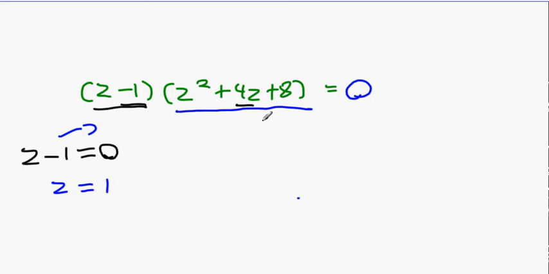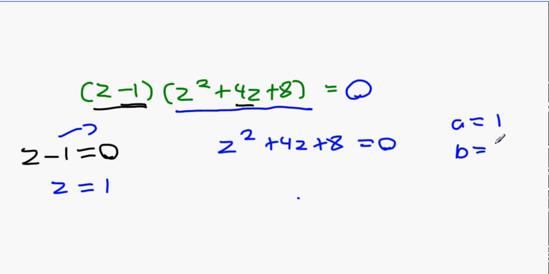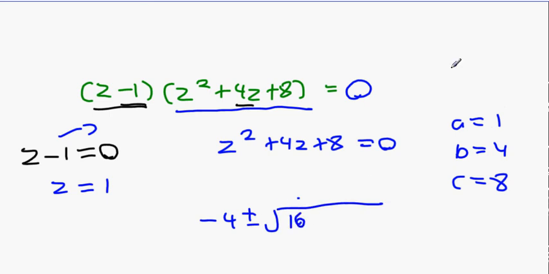This one here is probably going to be a minus b form, so we have to get z squared plus 4z plus 8 equals 0. a equals 1, b equals 4, and c equals 8. Minus b form is going to be minus 4 plus or minus the square root of b squared, which is going to be 16, minus 4ac, which is going to be minus 32.